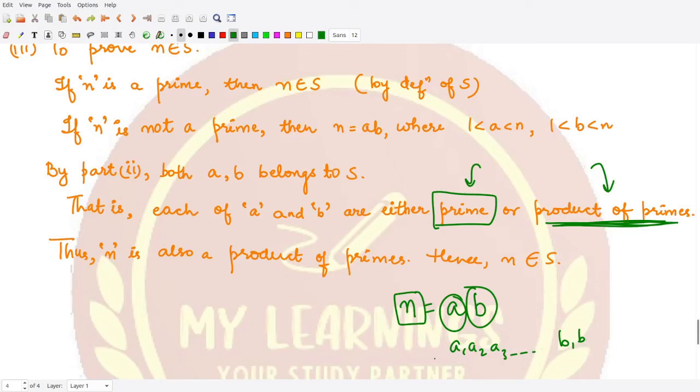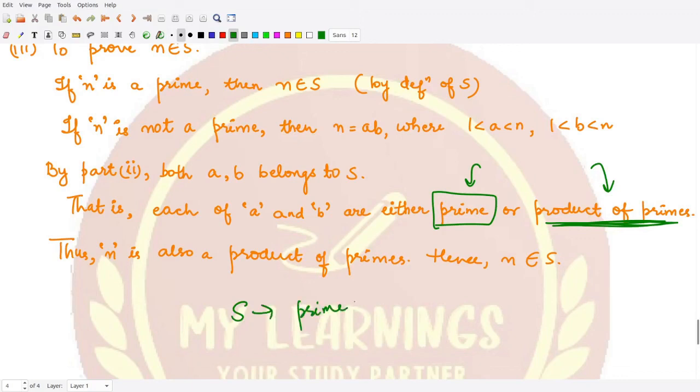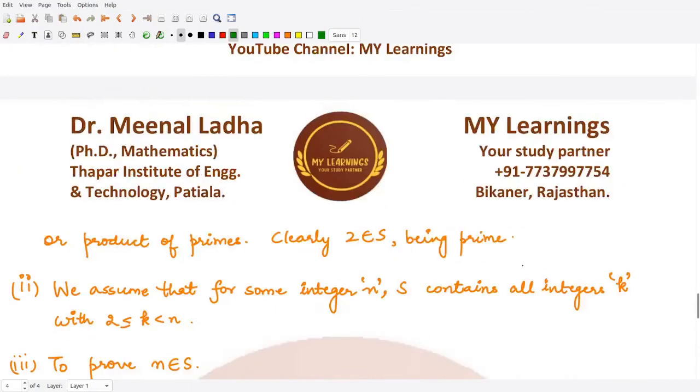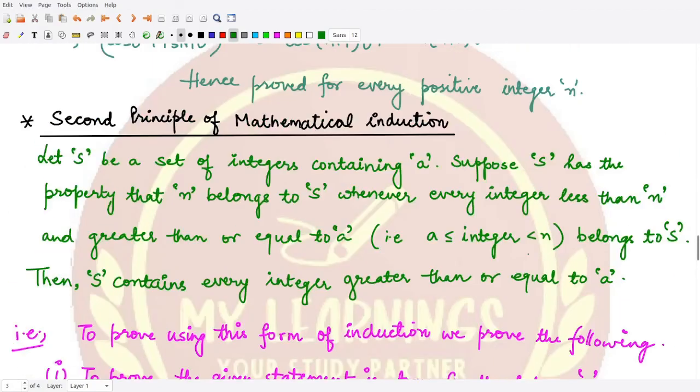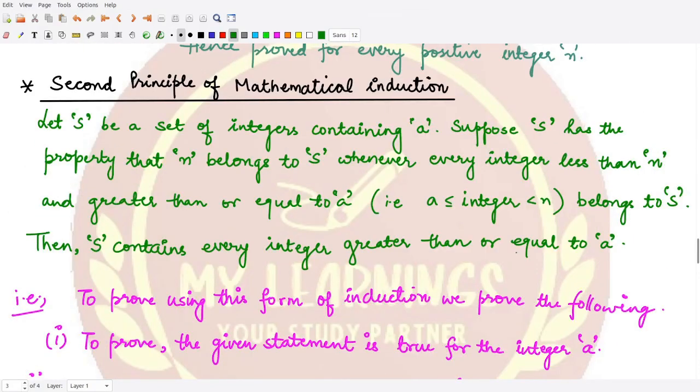In both the cases you have n as the product of primes, and according to the definition, because S contains all the numbers which are either prime or product of primes, therefore n would now also belong to the set S, right? So this is how you use the second principle of mathematical induction in order to prove the result.